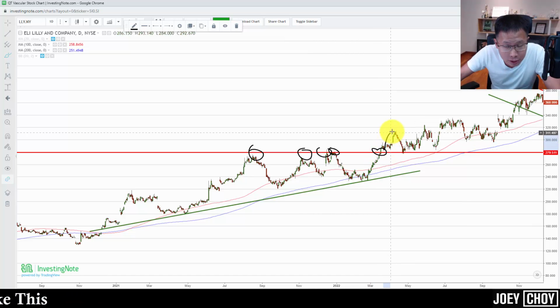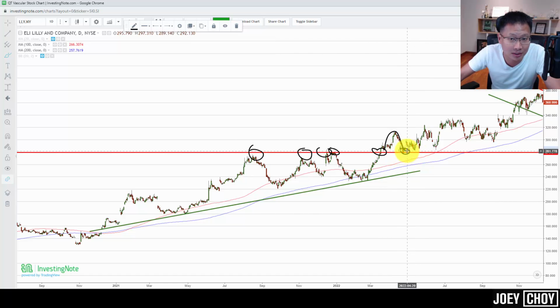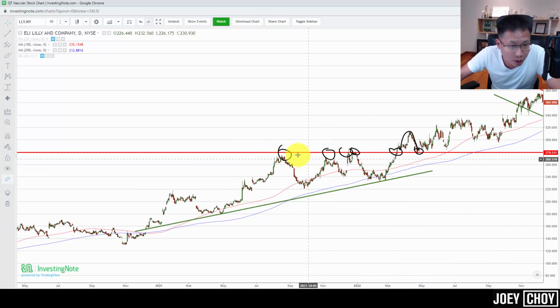It starts pushing a little bit higher, retraced back down, retested the same resistance and support, and eventually started to push even higher. All right, so that is what we call an ascending triangle pattern. We have a horizontal resistance level at 280.